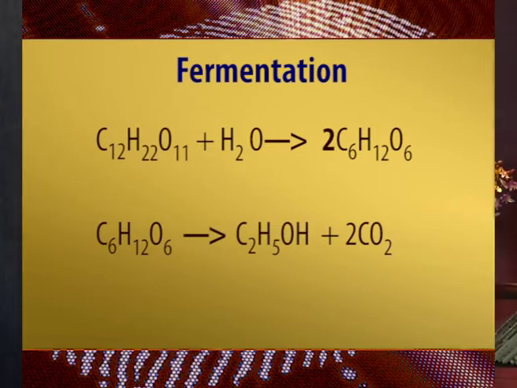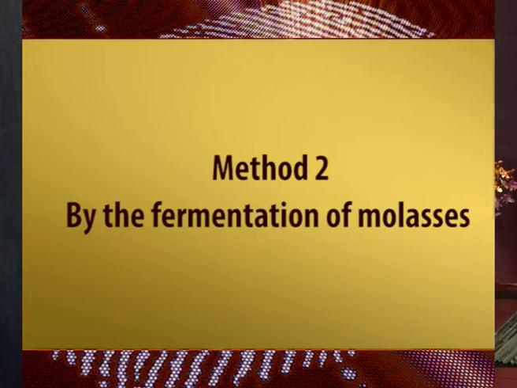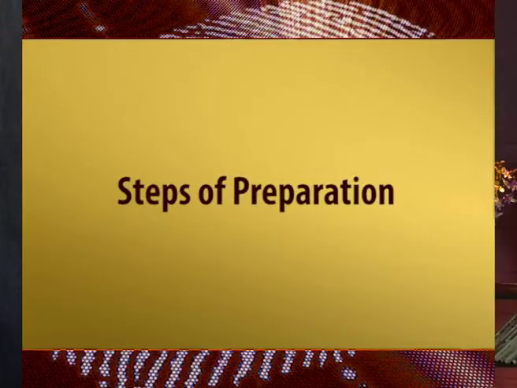By the fermentation of molasses. What is molasses? On industrial scale, ethanol can be prepared by the fermentation of molasses. Molasses is the mother liquor left after the crystallization of sugarcane juice. It is a dark colored viscous liquid. Molasses contains about 60% fermentable sugar.